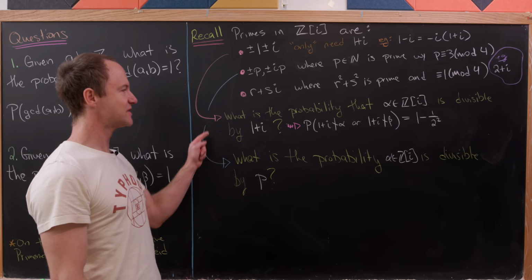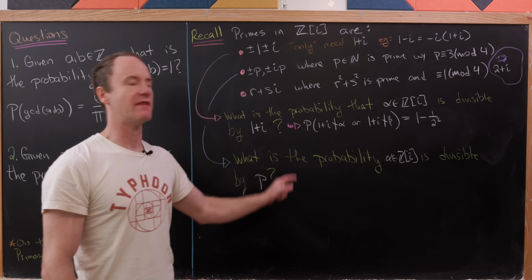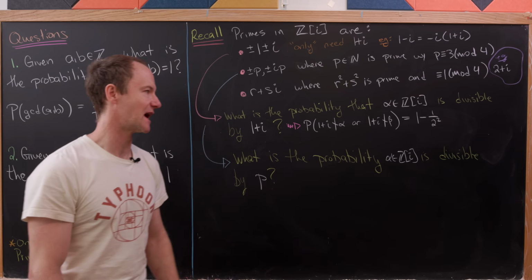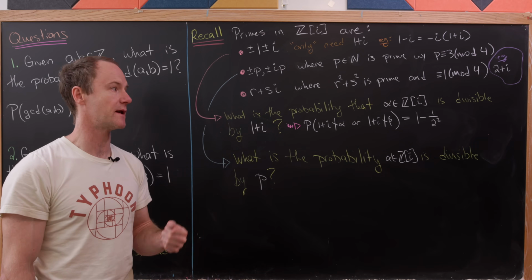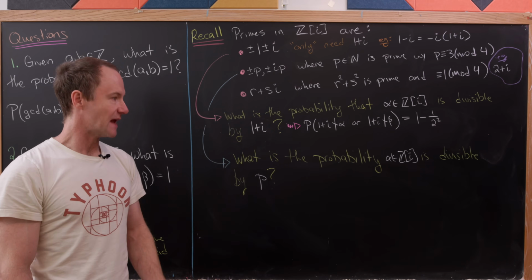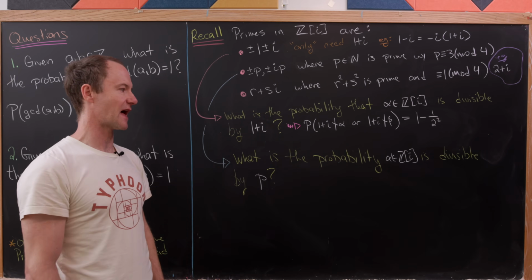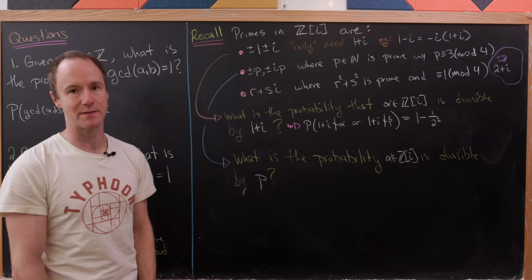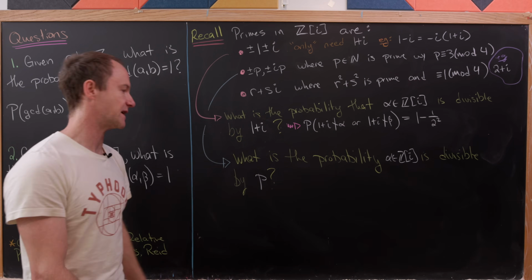Okay, so the extension of this first question led us to what we're really looking for, and that is the probability that 1 plus i does not divide alpha or 1 plus i does not divide beta is 1 minus 1 over 2 squared. Now we're going to move on to the second type of prime, and that is, what's the probability that alpha is divisible by p? And then we'll bootstrap that to really what we're looking for at the end.